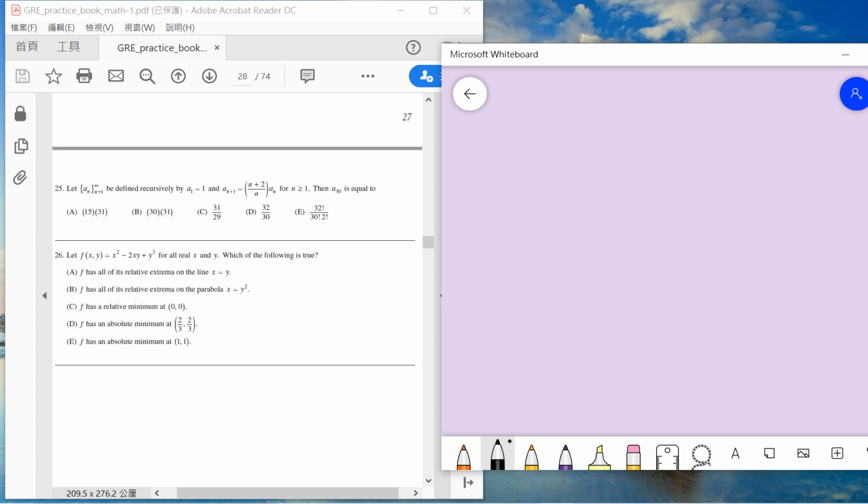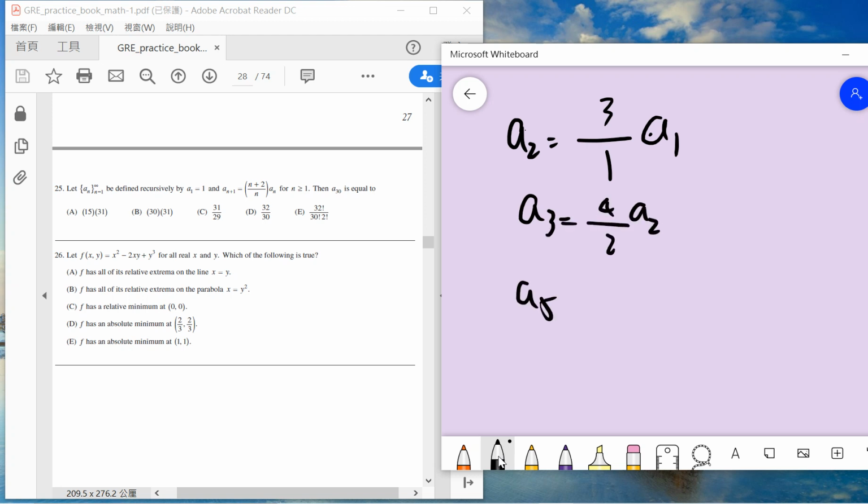Okay, so 25. Question 25 gives you A1 and asks about A30. So A2 is just 1 times 3 A1. A3 is 2 for A2. A5 is 5 over 3 A3. A6 this is 4, and A6 is 4 5.